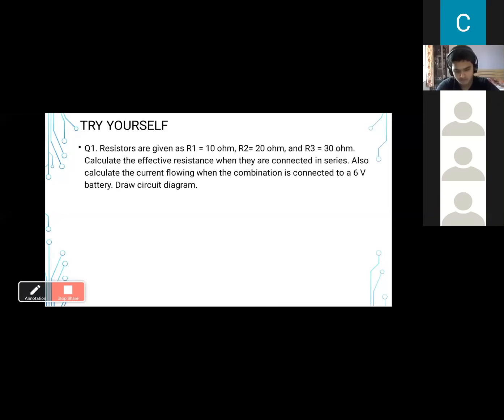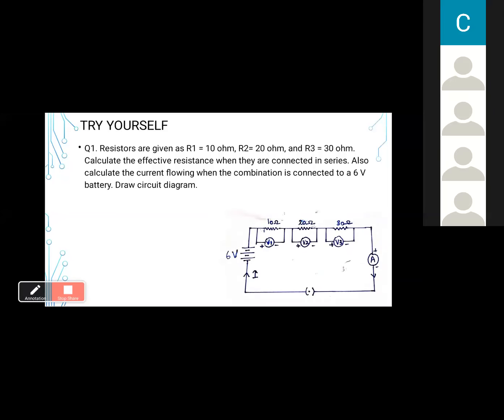Ma'am, when they're connected in series, the total resistance is 60 ohm, and current is 0.1 amp, or 1 by 10. Yes. Okay. So the same circuit you will draw.